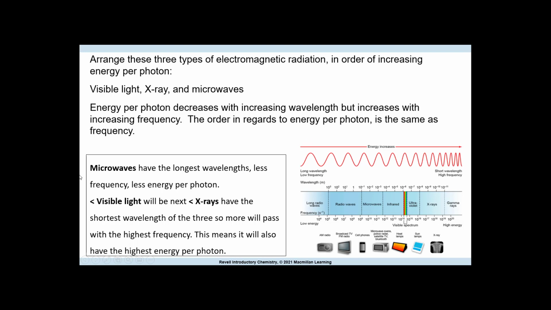So you would look at frequency. Microwaves have the longest wavelength, so you're going to have less frequency, you're going to have less energy per photon than visible light, and then X-rays. So this means that X-rays have the highest energy per photon because it's in this range.